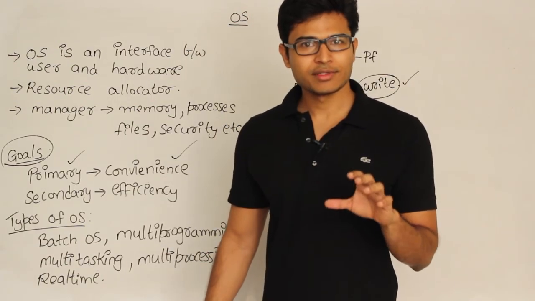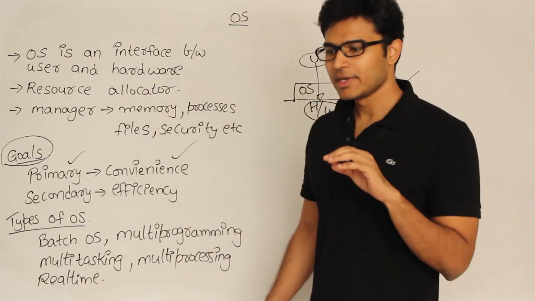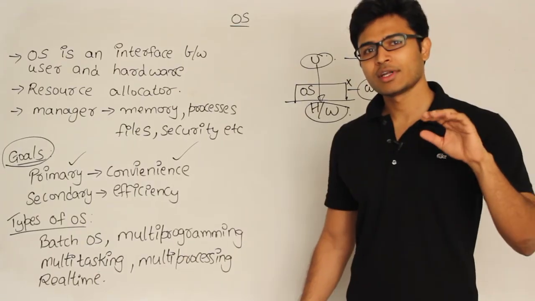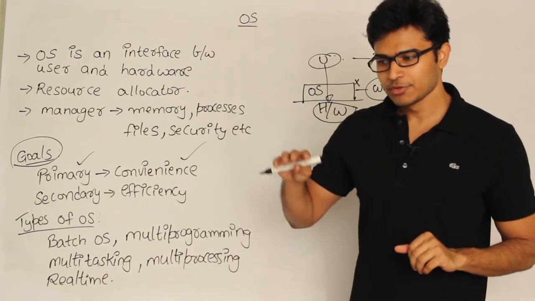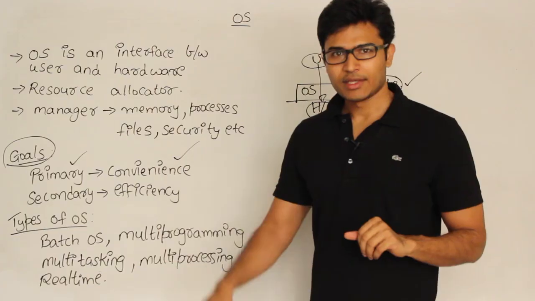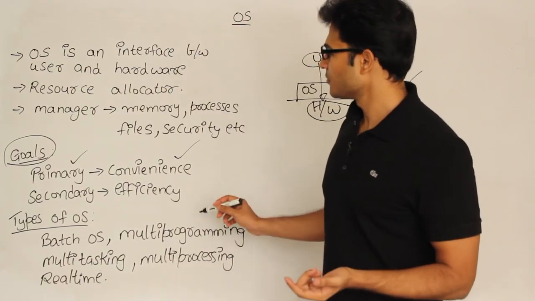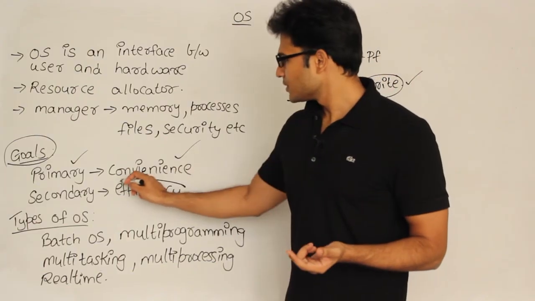So when you look at mainframes and supercomputers, they need not go for convenience because the people who use those systems are experts. In that case, efficiency will be used. Therefore, on mainframes and supercomputers, our main goal is efficiency.